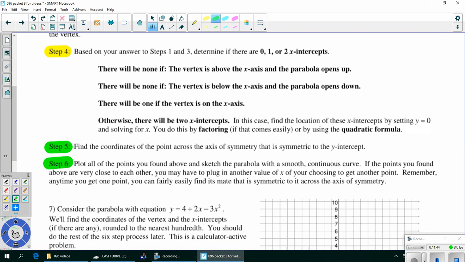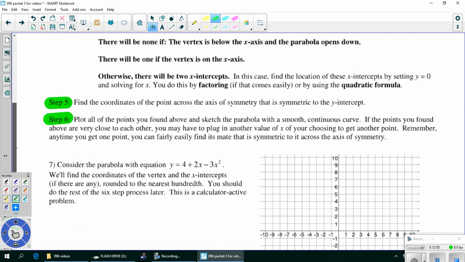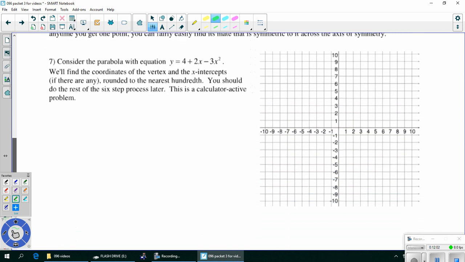But if the points you found are very close to each other, you may have to plug in another value of x of your choosing to get another point. Remember, anytime you get one point, you can fairly easily find its mate that is symmetric to it across the axis of symmetry. In fact, you might just need to plug in random other values of x because you don't have enough points to plot because there were no x-intercepts.